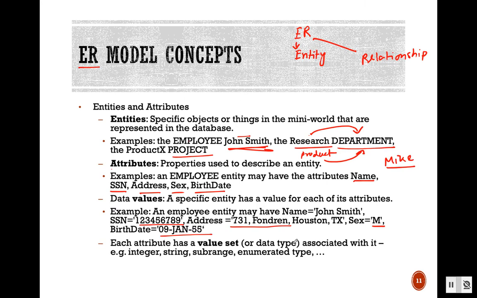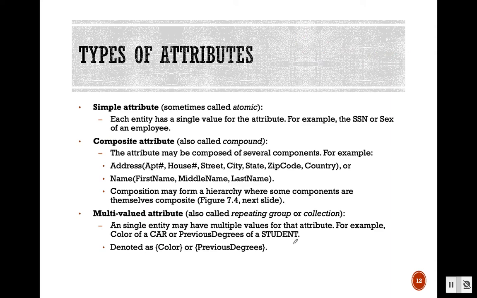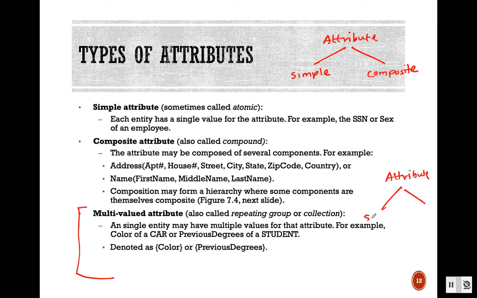So we are talking about entities and their attributes. Now we are going to see the different types of attributes we can have. First, we can categorize attributes into two types, simple and composite. Then we are also going to see that an attribute can be single valued or multi-valued.